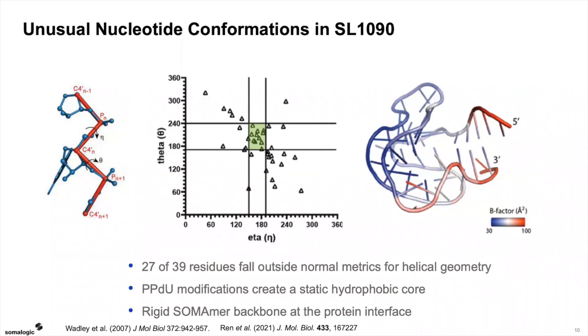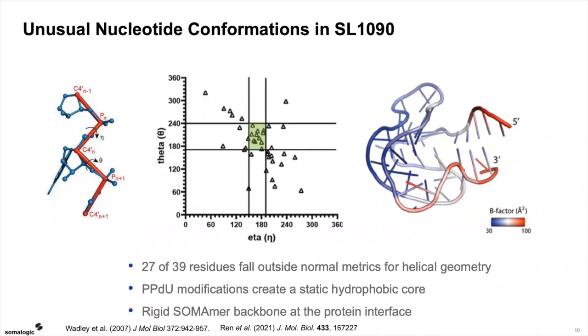And so in this structure, we found that 27 of 39 residues fall outside the normal metrics for helical geometry. And if you had those statistics in a protein structure, someone would tell you that your structure was complete garbage. But in this case, it's just a testament to how flexible that nucleic acid backbone really is and how the molecule can adapt to accommodate these PPDU modifications.